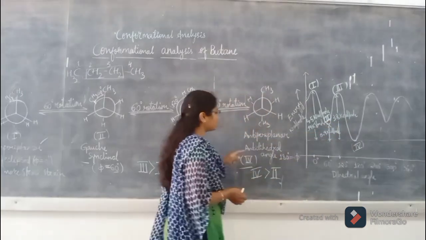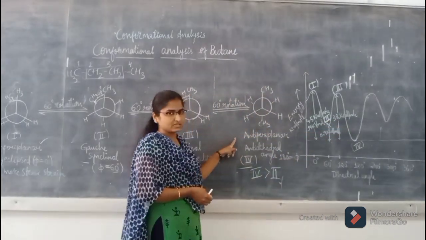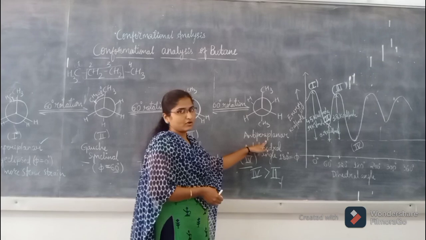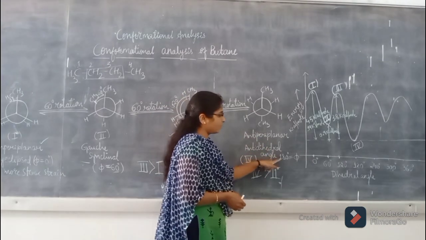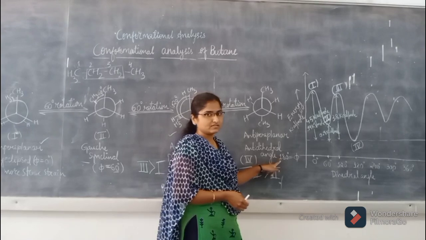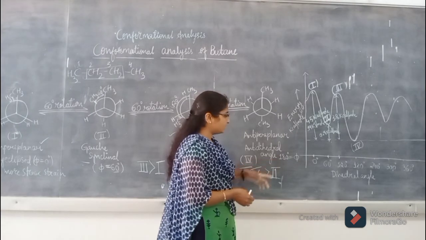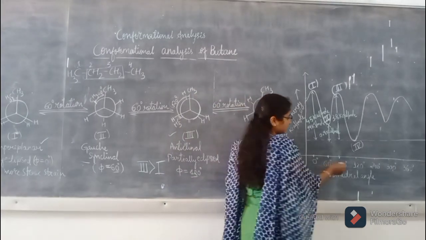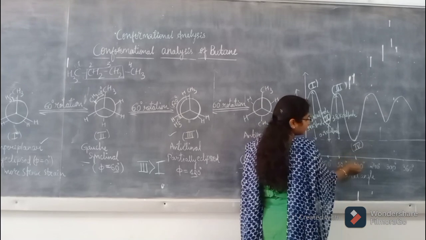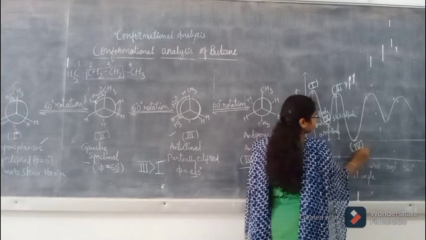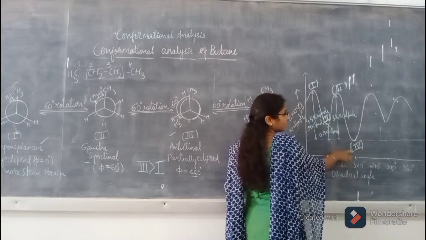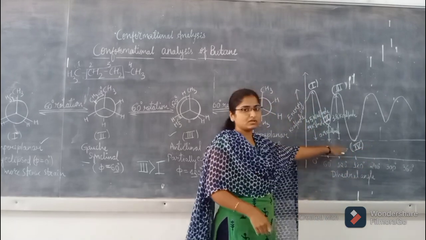And the last conformation you have to represent is antiperiplanar, or you can say anti conformation. Here the dihedral angle is 180 degrees. So represent this fourth conformation at 180 degrees. We are representing it at the lower energy level.